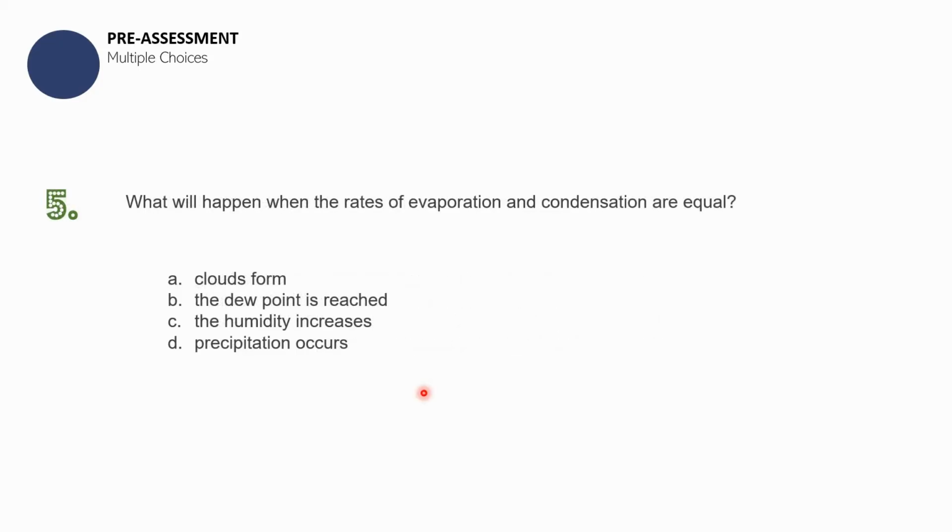Question number 5. What will happen when the rates of evaporation and condensation are equal? A, clouds form. B, the dew point is reached. C, the humidity increases. Or is it D, precipitation occurs?